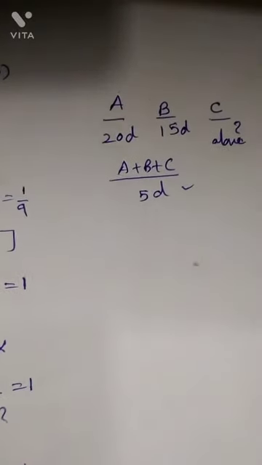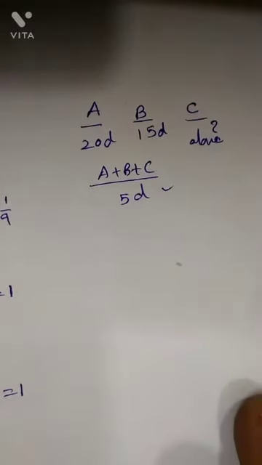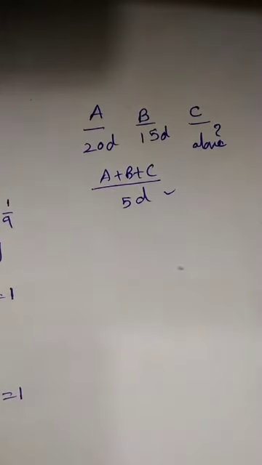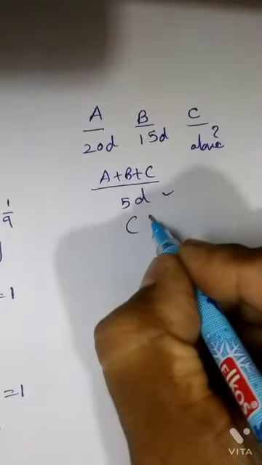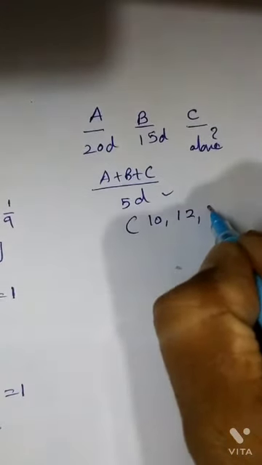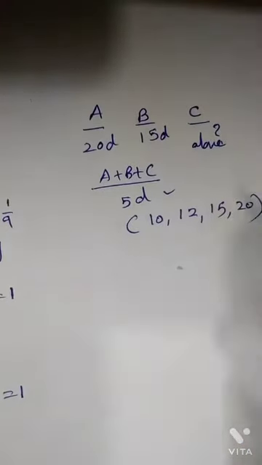So A can do a work in 20 days, B can do it in 15 days. C alone will do it in how many days? A plus B plus C can do it in 5 days. What we had done in the previous cases, A plus B plus C minus A plus B, here instead of doing this, we'll go directly with the options. The options are, say, 10 days, 12 days, 15 days and 20 days.